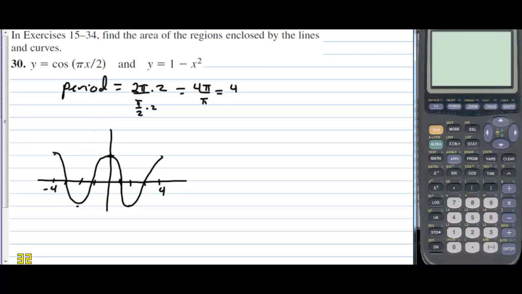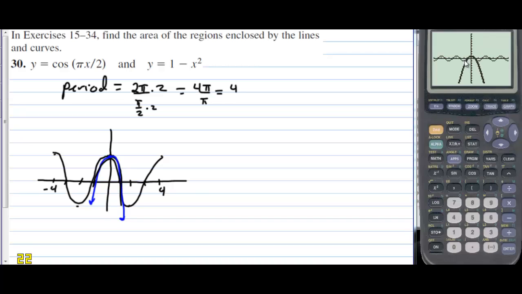The other function is 1 minus x squared. It has a y-intercept of 1, and it has zeros at 1. Now I graphed it as if it appears that cosine is above, but really the parabola is above the cosine function. Now we can find that out on the calculator. Here's the two functions. The cosine being the thinner line and 1 minus x squared being the thicker line.